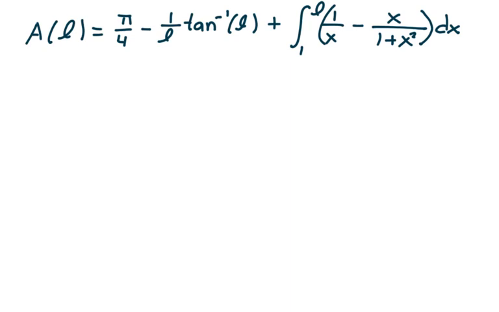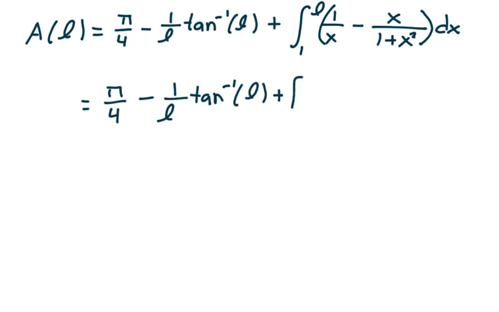So it works out really, really well. Now, from here, we get pi over 4 minus, and then this is 1 over L, arctangent of L, plus, then I get natural log of x minus, this turns into 1/2 natural log of 1 plus x squared, okay, evaluated from 1 to L. There's a little bit of work here as a massive heads up, okay?